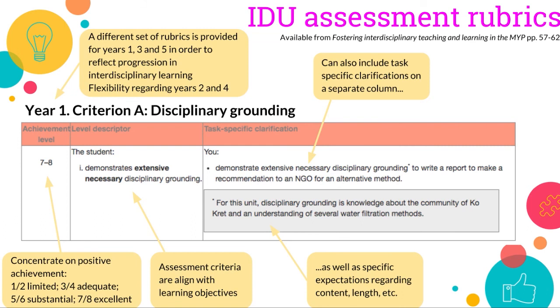The second box describes the level descriptor, and here we can see that assessment criteria are aligned with learning objectives. Here you have the strand that is describing the objective. And then the task-specific clarification, which is highly recommended, really helps the student understand the exact expectations for the task. You can include it in a separate column or in a separate document. Other than the task-specific clarifications, your rubric can include the specific expectations regarding content, length, resources, etc.